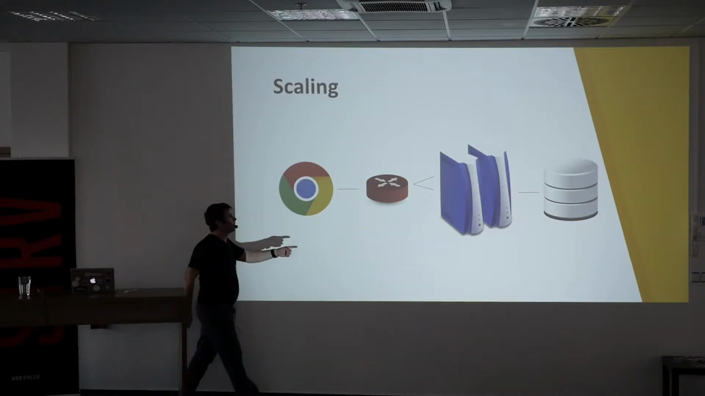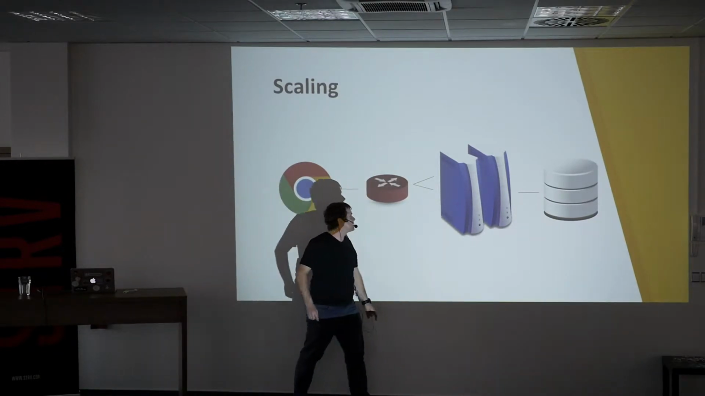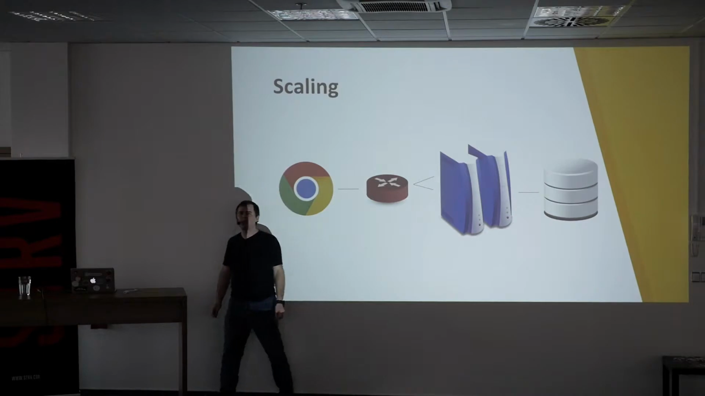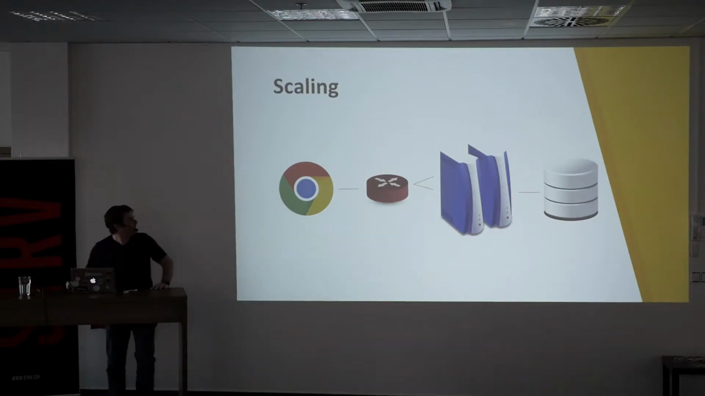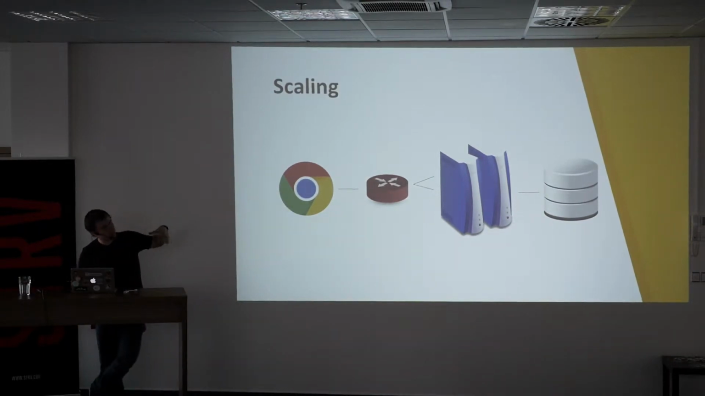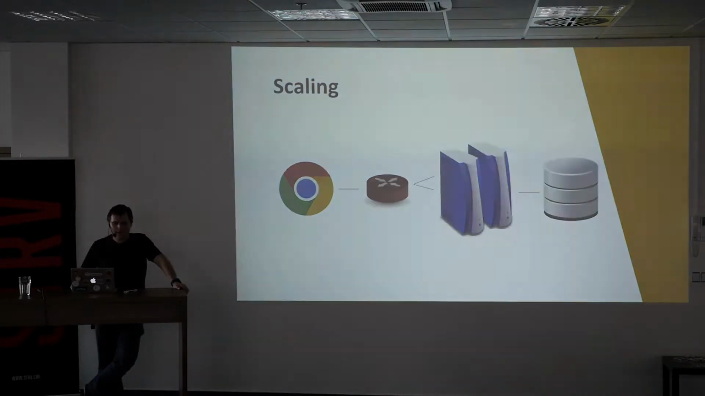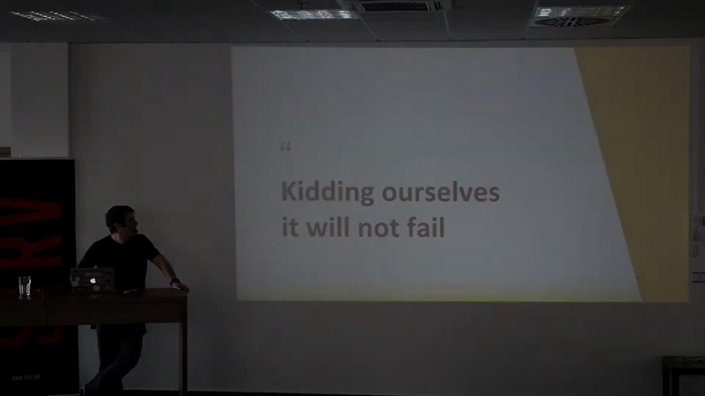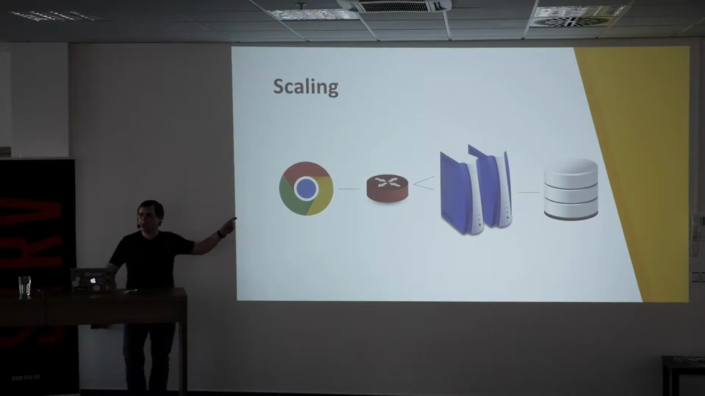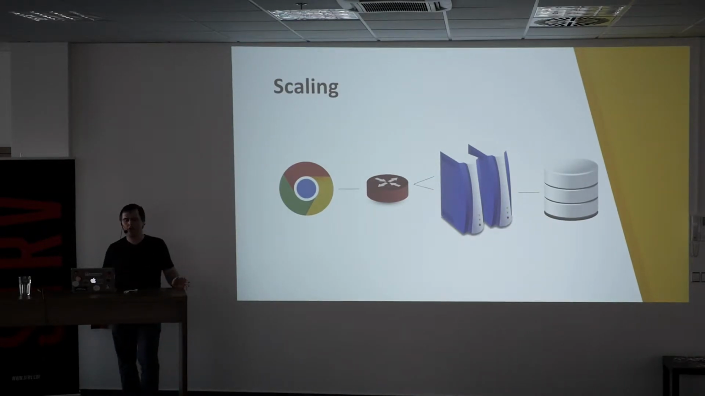You add more application servers, and you add some kind of load balancer that distributes the requests between all the servers. So we increase the performance. Do you see what is the problem of this architecture? It's of course high availability.